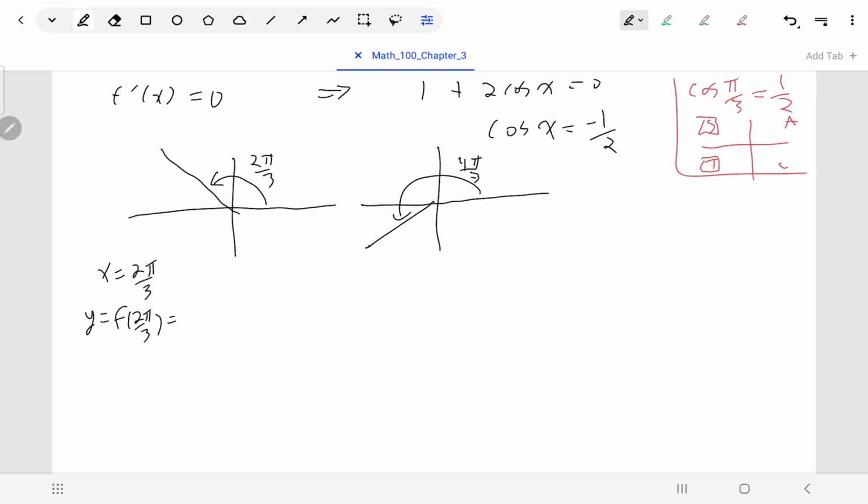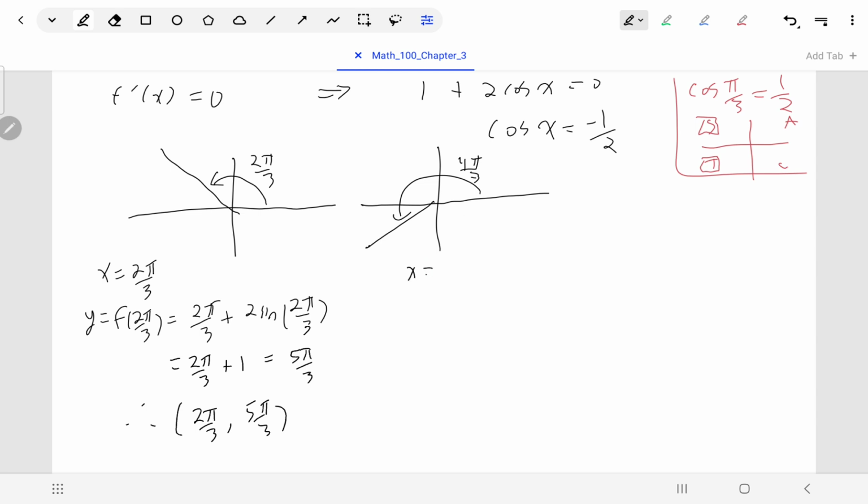And we'd say, well, that would be 2 pi over 3 plus 2 times sine of 2 pi over 3. And sine of 2 pi over 3 is a half. So you'll have 2 times a half, which is just 1. So basically we'll wind up with 2 pi over 3 plus 1, which is 5 pi over 3. So one of our points for the critical number 2 pi over 3 has y coordinate 5 pi over 3.